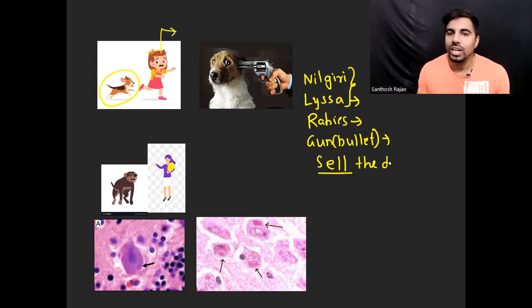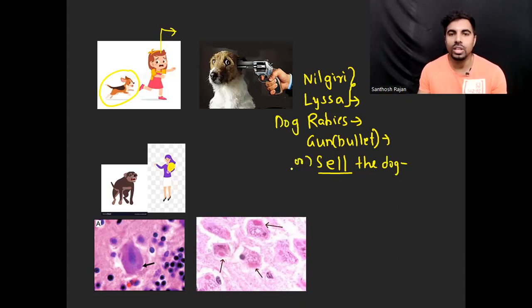Sell the dog. Okay. A rabies dog, so you can't keep it at home, na? So the dog got rabies. So she wants to either kill it with a gun and bullet, or she wants to sell the dog. You know, see how smart she is. And then what to do?